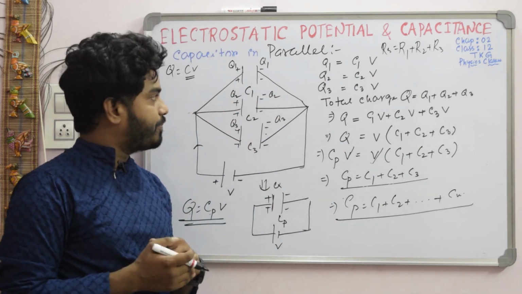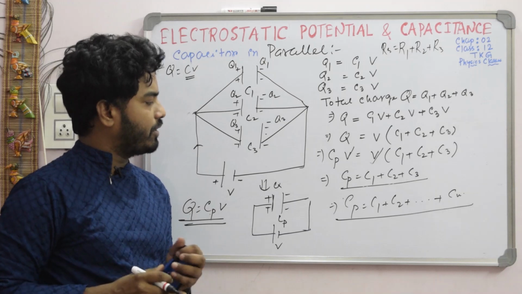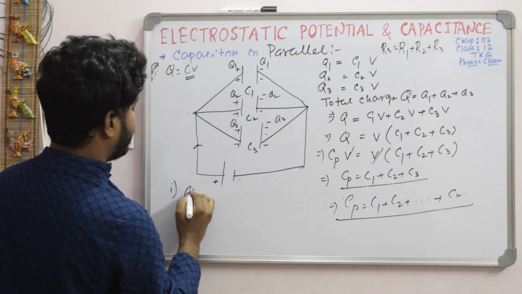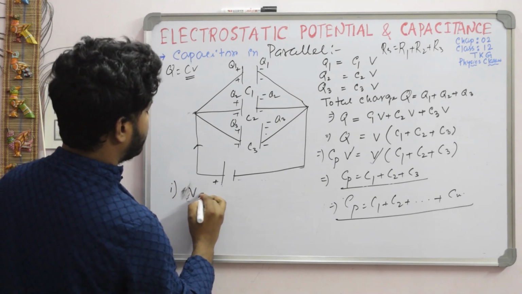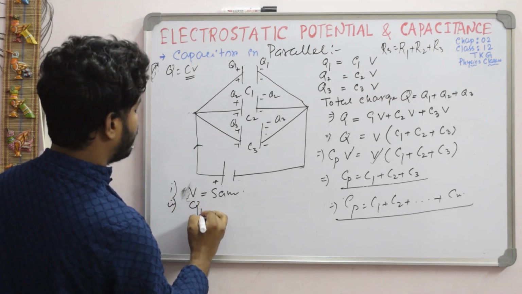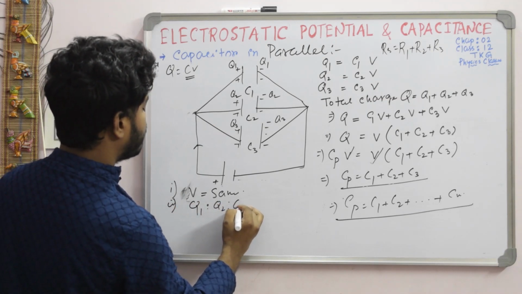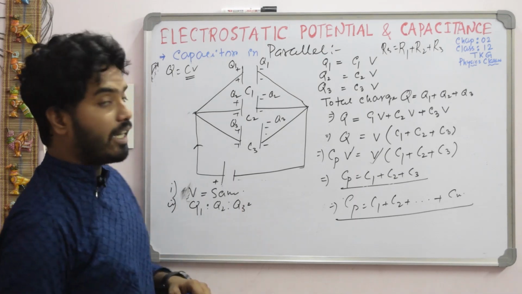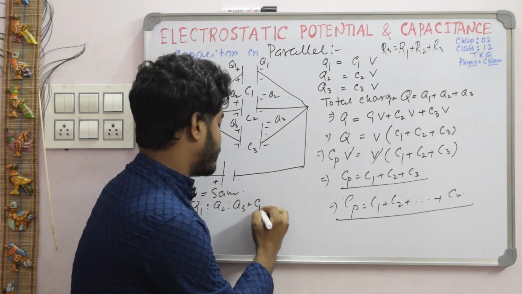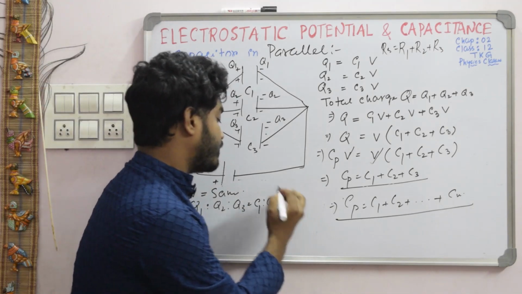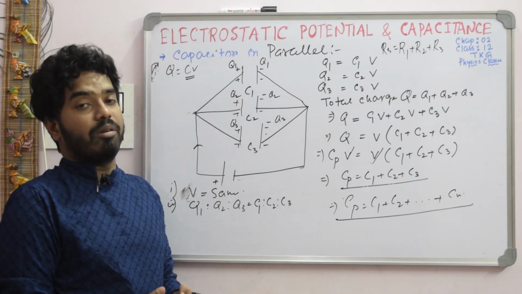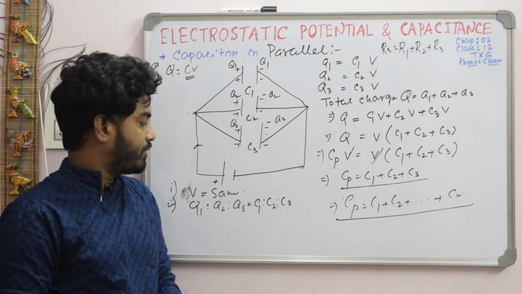So just check for parallel combination. First point: the potential V is the same. Second point: the charges Q1, Q2, Q3 are related in the ratio of C1 is to C2 is to C3, keeping V equal. That means a capacitor which has more capacitance can develop a larger amount of charge, right?